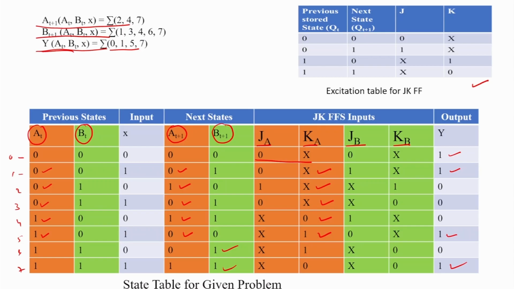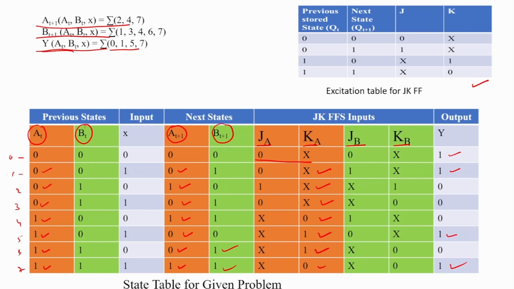Similarly, when previous state value is 1 and next state value is 0, that combination 1 0 gives x 1. And here this is 1 and this is 1, so what will be the value of J A and K A? That is 1 1, which gives x 0. In this way we will determine the value of J A and K A.